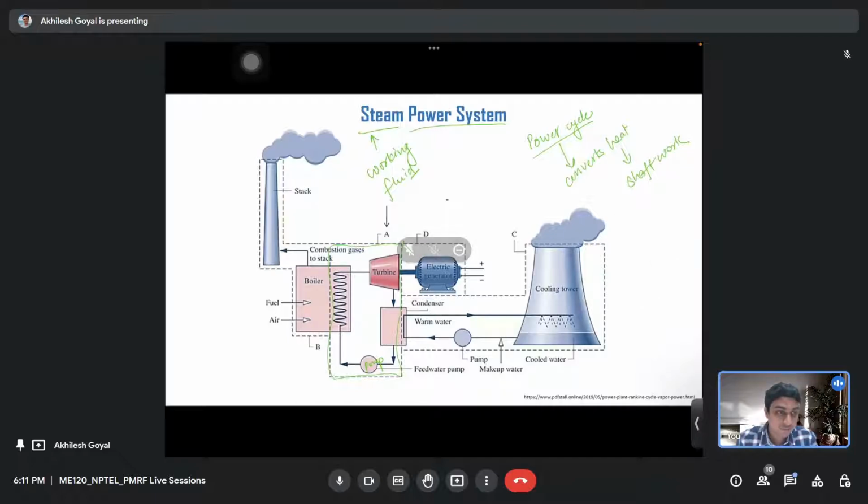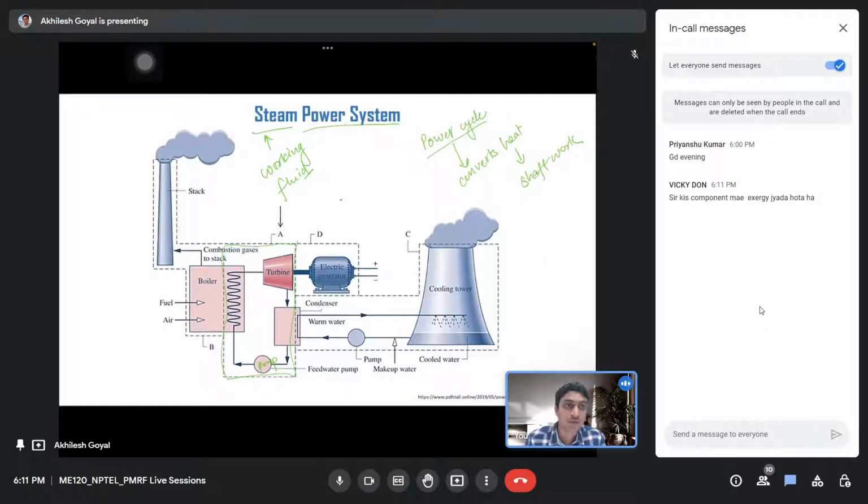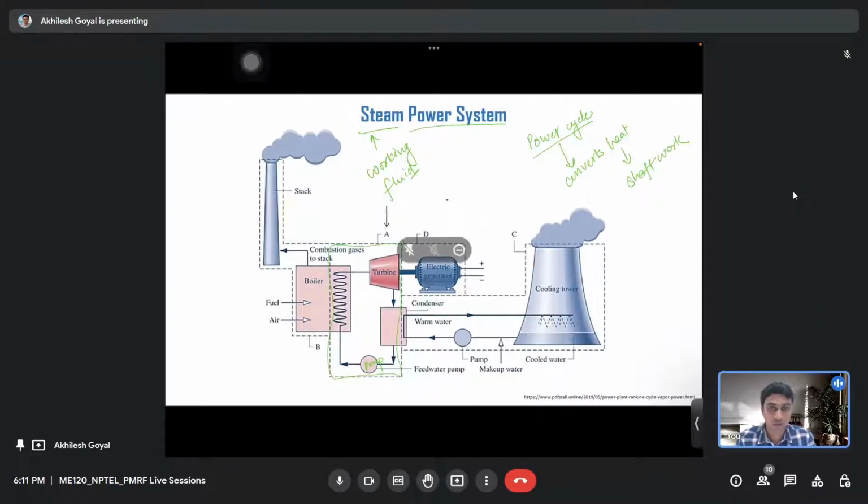Okay, someone asks a question: which component has more exergy? We will discuss exergy separately. Just let me finish the initial part of this recap. Okay, we will talk about that also.